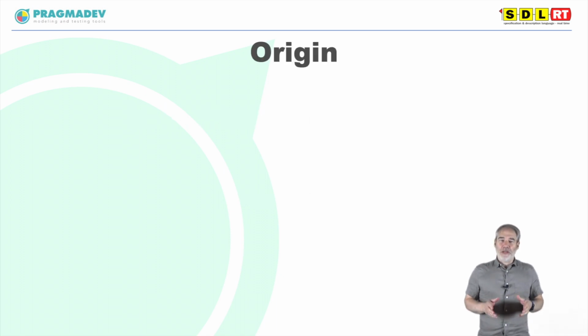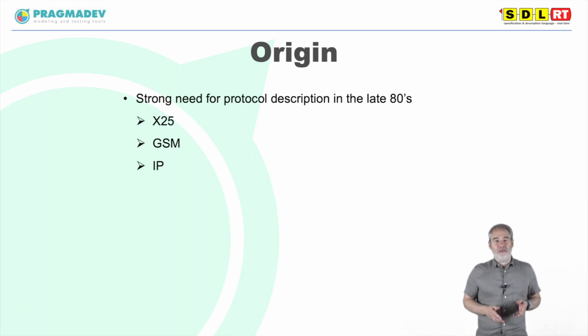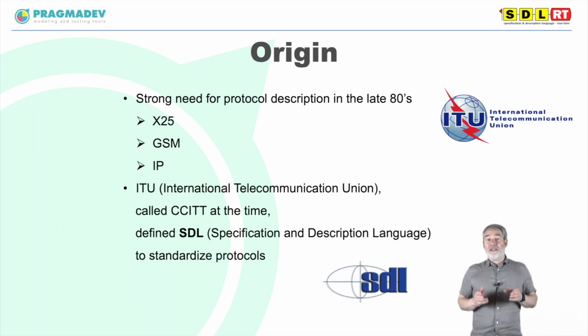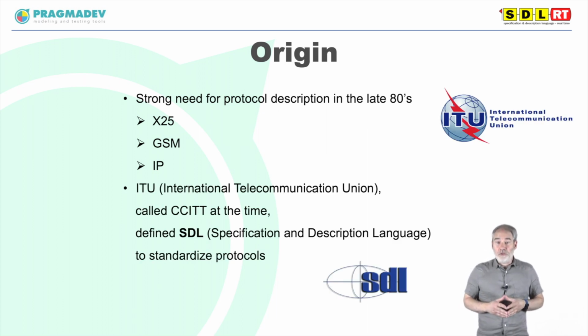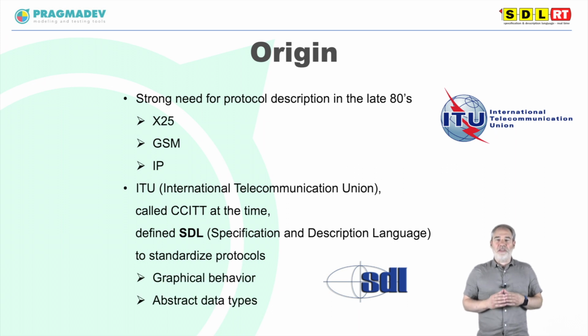Let's first have a quick look at the origins of the language. In the late 80s, the telecommunication world was booming with X25, the GSM and Internet. There was a strong need for a notation to define all these new protocols. For that matter, the International Telecommunication Union, the ITU, defined a graphical notation to describe the dynamic of a protocol and some abstract data types to describe the information that was exchanged.